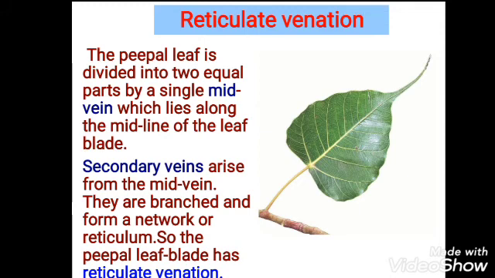The peepal leaf is divided into 2 equal parts by a single midvein, which lies along the midline of the leaf blade. Secondary veins arise from the midvein. They are branched and form a network or reticulum. So the peepal leaf blade has reticulate venation.